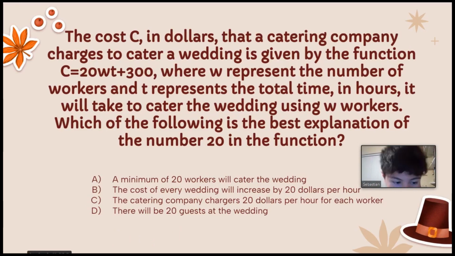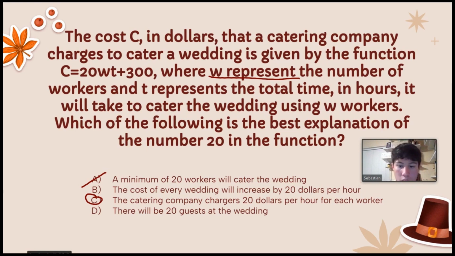So the correct answer to this question is answer choice C. The catering company charges $20 per hour for each worker. So like we did for problem 3, we can do process of elimination. Answer choice A says a minimum of 20 workers will cater the wedding. Well, that isn't necessarily true because W represents the number of workers, and we can make W whatever we want. It doesn't have to be 20, it could be 15. So we can get rid of A. Answer choice B says the cost of every wedding will increase by $20 per hour.